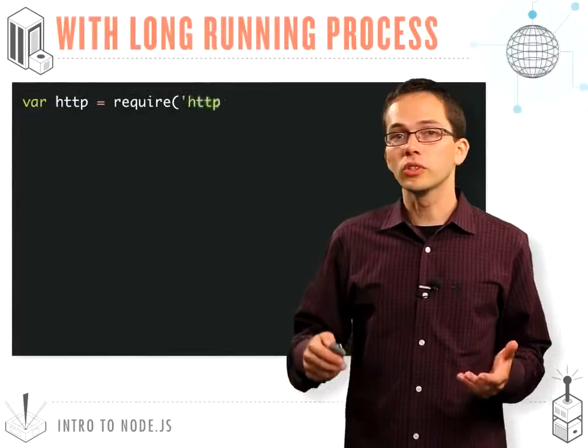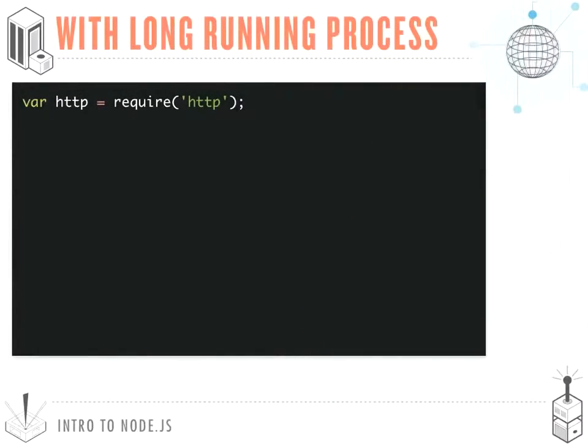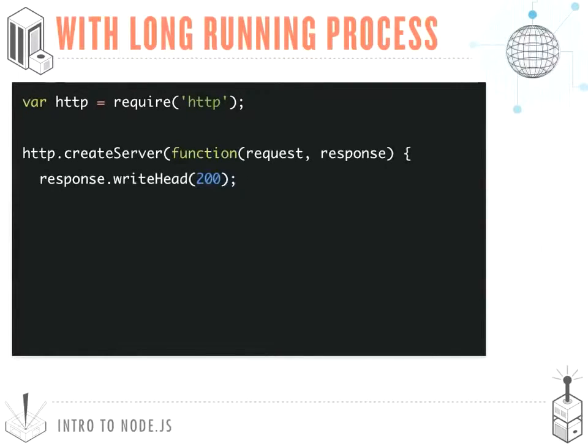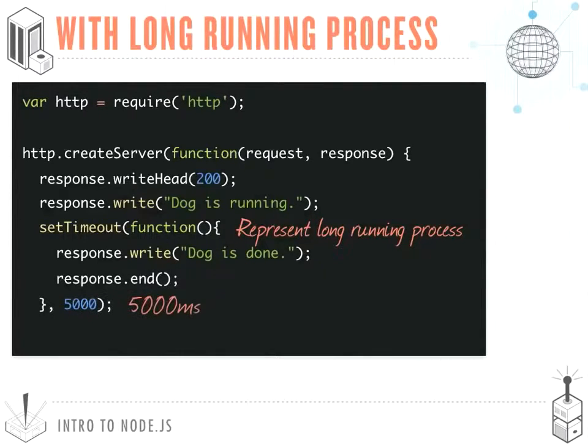Let's make our Hello World code a little bit more complex and simulate a long-running process. So here we're creating our server. We write the status code back to the response. We write dog is running. Now we're going to do a timeout. We're going to pause for about 5 seconds to simulate a long-running process. Once that timeout is done, we're going to write out dog is done to the response and end the response. We're going to pause for 5000 milliseconds, which is 5 seconds, and listen on port 8080.